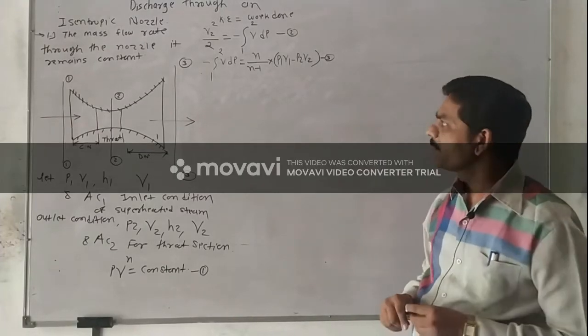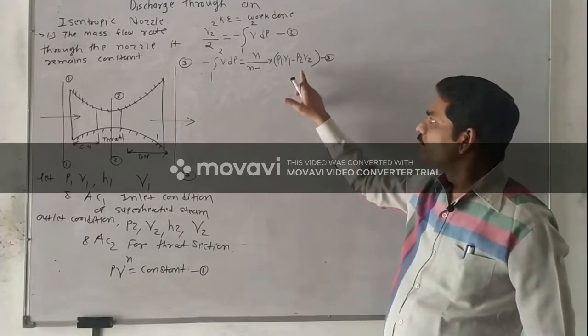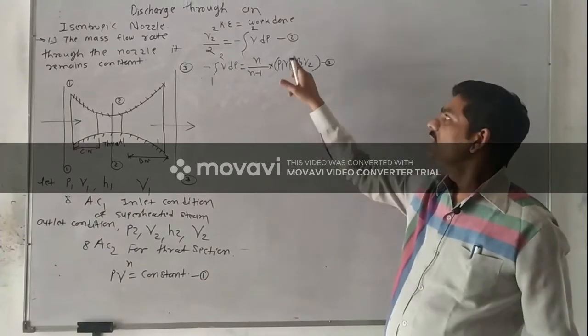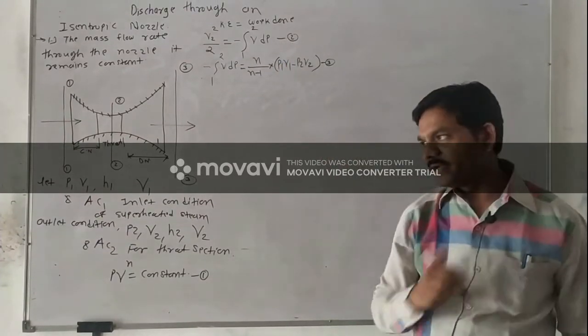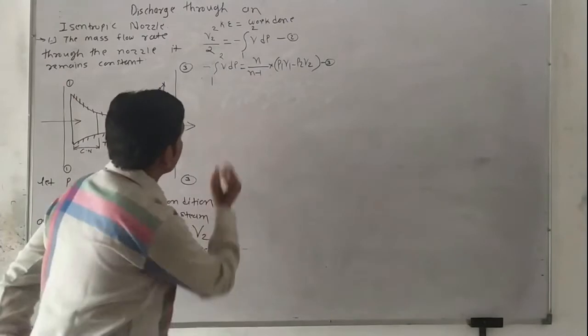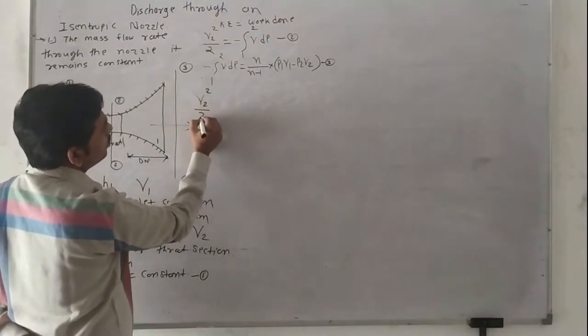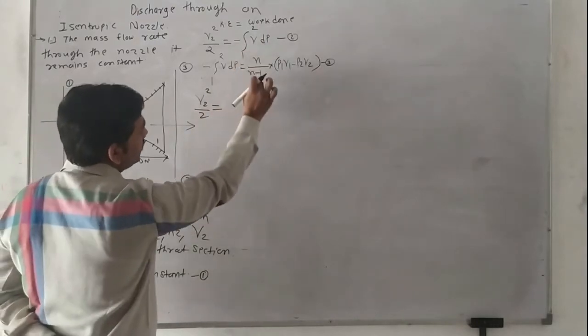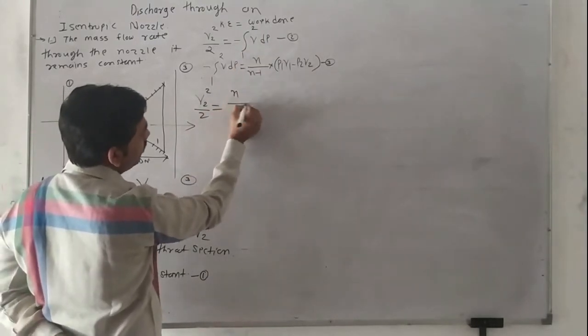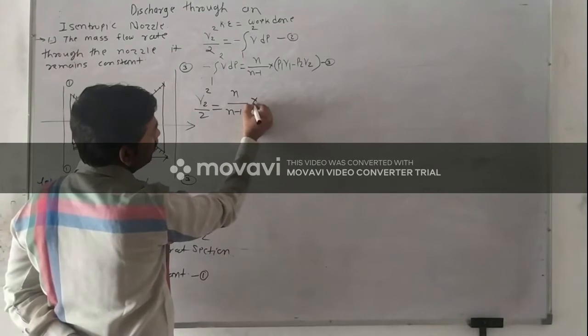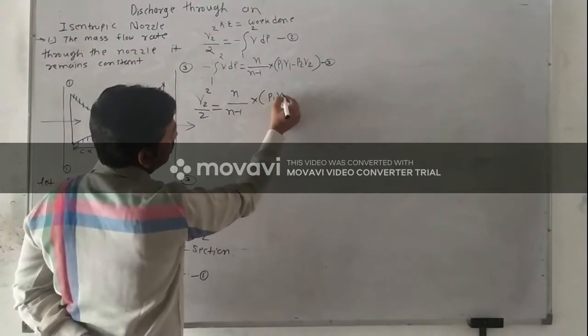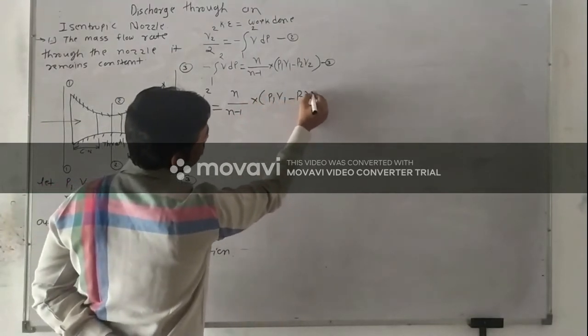Okay, boys. Then just put the value of equation number 3 in equation number 2. So what do we get? We get V2 square upon 2 is equal to, this replaced by this, n upon n minus 1 into P1 V1 minus P2 V2.